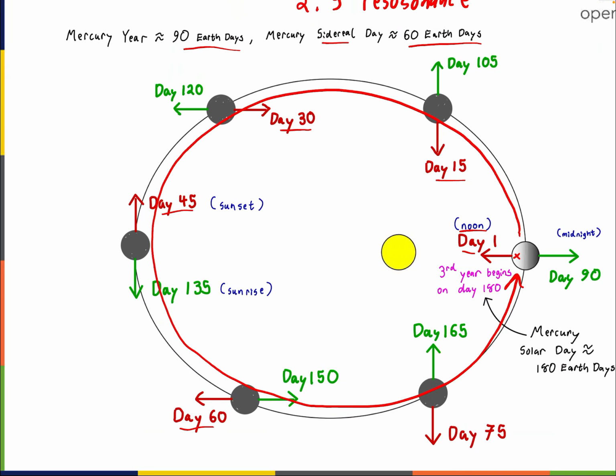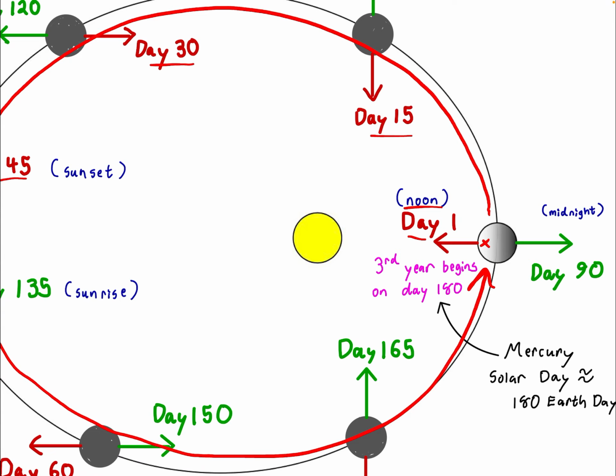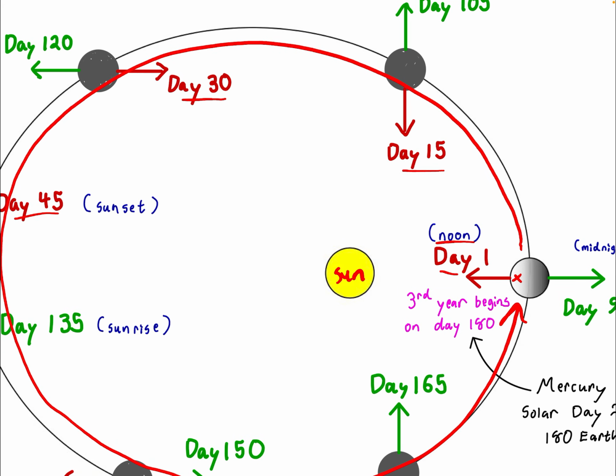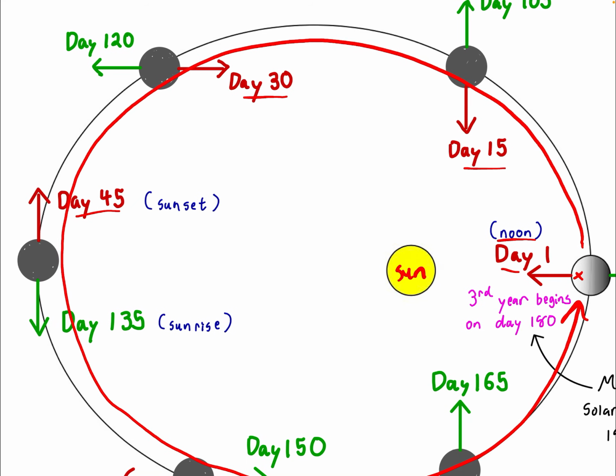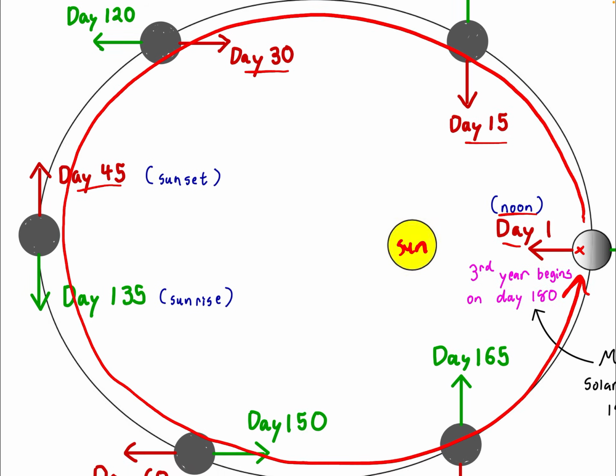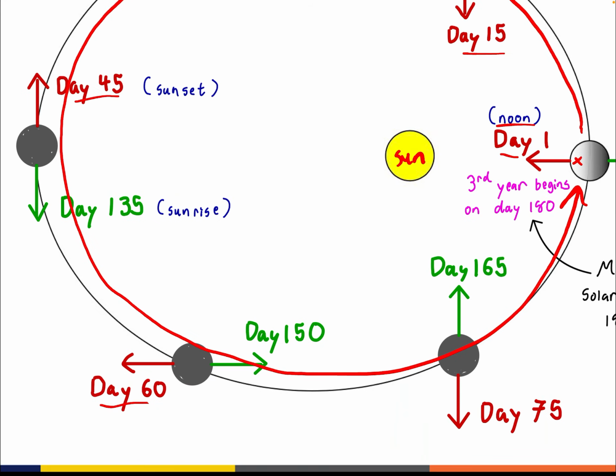So let's start at day 1 at this location on Mercury, right at noon. The Sun is directly overhead, as we can see right here. Well, at day 15, these are Earth days, so day 15 would be 1/4 of a sidereal day later. We see that the Sun is moving lower in the sky. Day 30, we can see that the Sun is about to set. It's in the evening. And then at day 45, there's sunset. And then by day 60, we're well into nighttime.